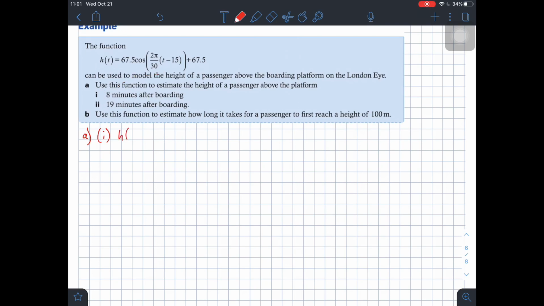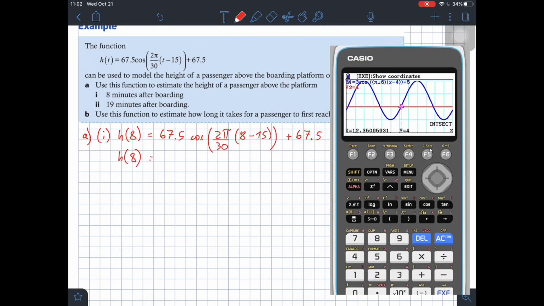So the first height at 8 would be equal to 67.5 times cosine of 2 pi over 30 times 8 minus 15, plus 67.5. So if you solve this using the calculator, you should get the answer.